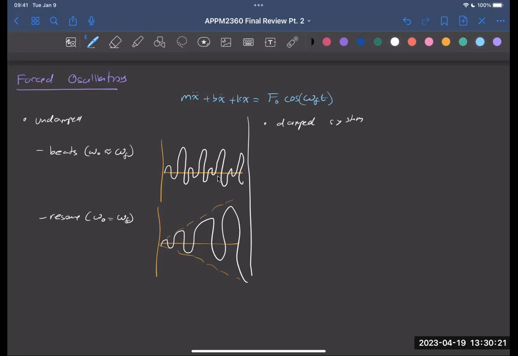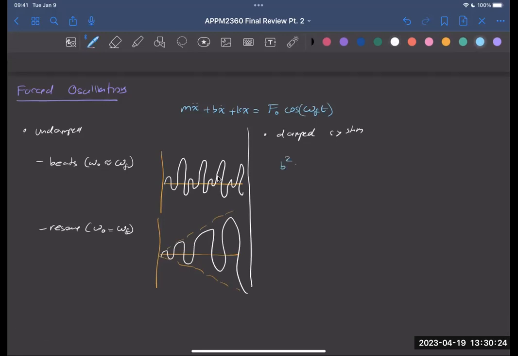If your system is damped, that means that your discriminant, b squared minus 4mk, could be greater than 0, which means that it's overdamped. It could be equal to 0, which is critically damped, or it could be negative, less than 0, which means that it's underdamped.